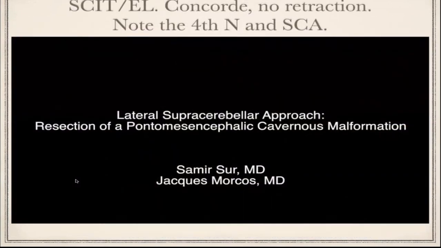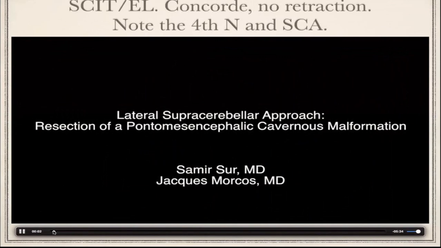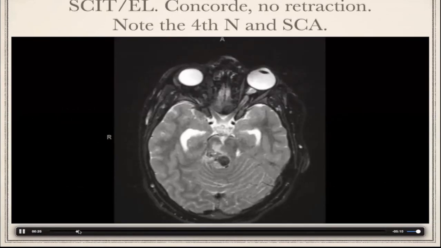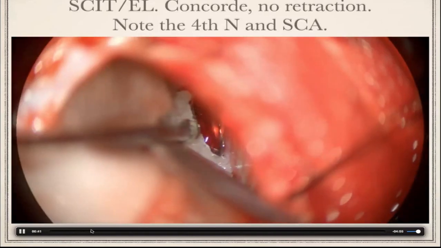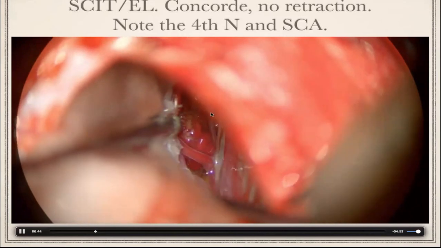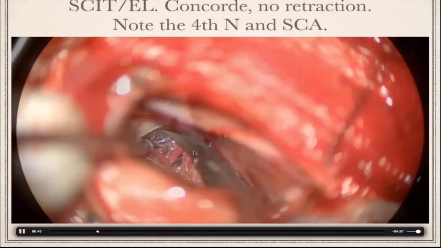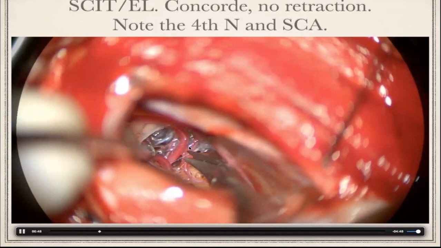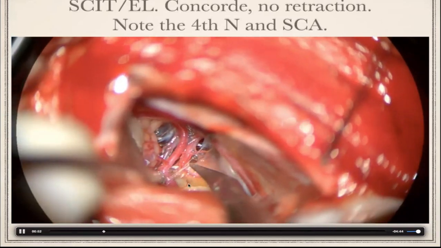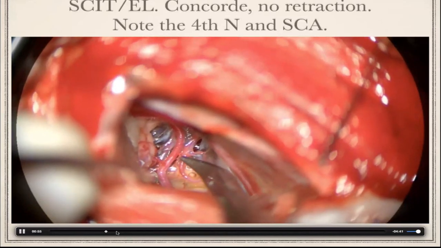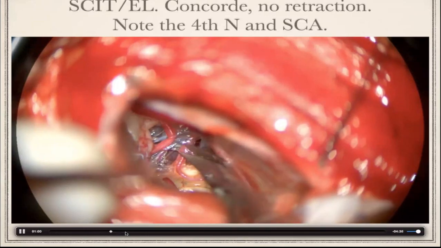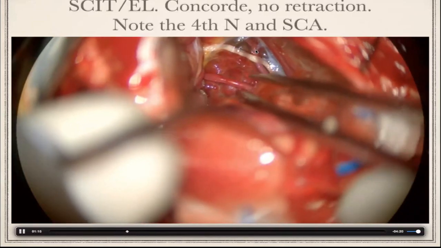And that's a video of the case. Thank you to Samir Soor, my current fellow, for editing it. Let me skip through those MRIs that I already showed you. And this is the concord position. Tentorium is here. Supracerebellar. Very easy to see the discoloration on top of the lesion, working through the superior cerebellar arteries. You will have very shortly an excellent view of the fourth nerve. Look at the fourth nerve.